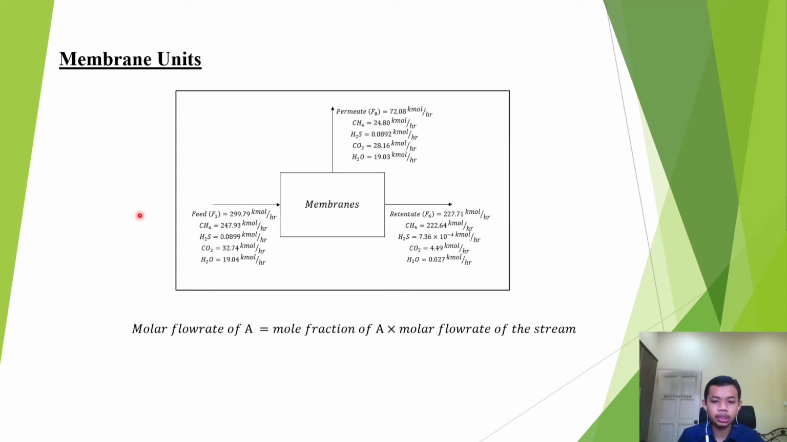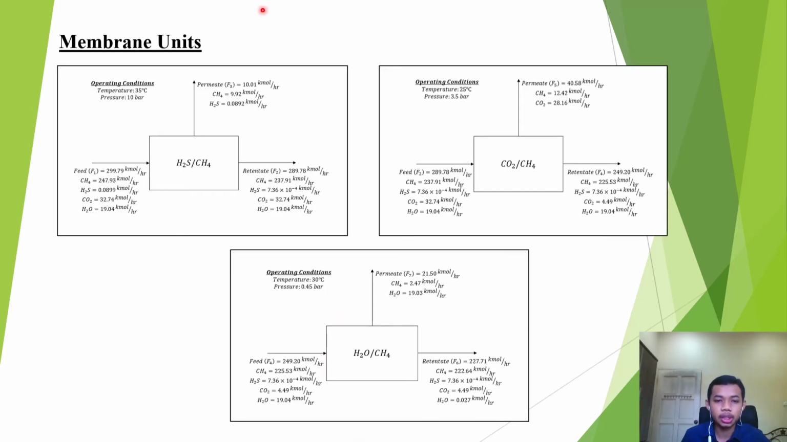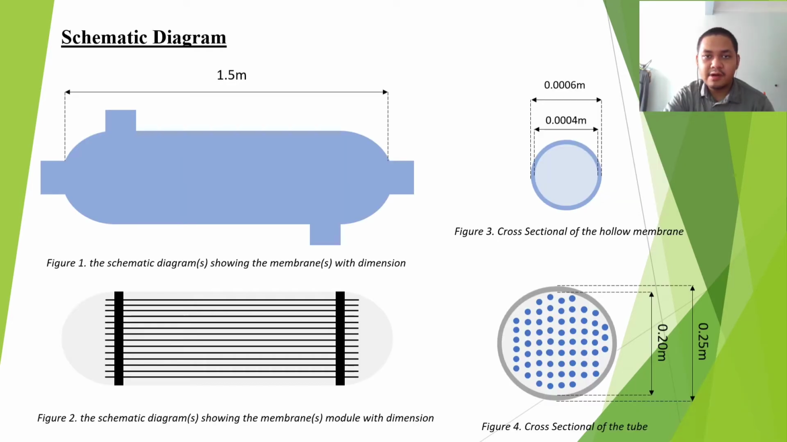After performing mass balance calculations, we will get the value of molar flow rate for each stream and each component as shown in this figure. And to find the molar flow rate for each component existed in the stream, we need to multiply the mole fraction of the component with molar flow rate of the stream. Lastly, we need to perform mass balance calculations as well for each membrane unit in order to find the flow rate and compositions for each stream. These figures show complete sets of 3 membrane units with their own operating conditions. So that's all from me. Thank you. And now I will continue explaining about the schematic diagram, flux and selectivity.